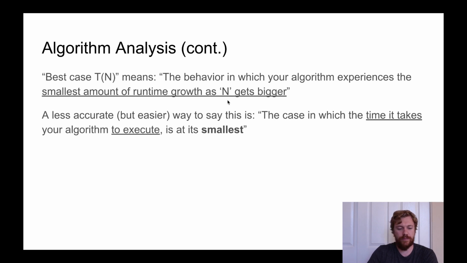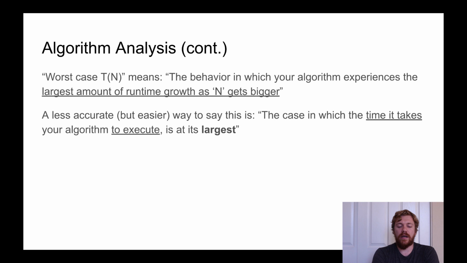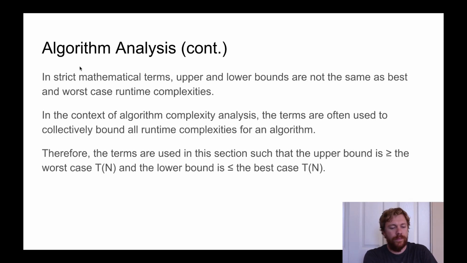Worst case is the opposite, so the behavior in which your algorithm experiences the largest amount of runtime growth as n gets bigger. And a less accurate but easier way to say this is the case in which the time it takes your algorithm to execute is at its largest. So, in strict mathematical terms, the upper and lower bounds are not the same as the best and worst case runtime complexities. They are definitely two different things. And we'll talk more about the differences in a second here.